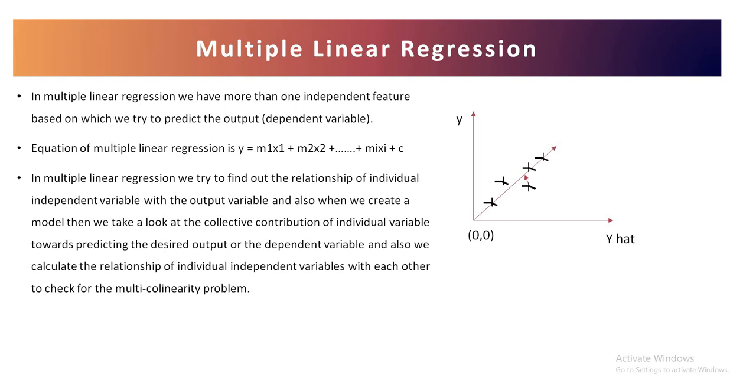And also on top of that, we have to take a look at the individual relationship between the independent variables. Like let's say we have three independent variables over here, and we need to look at how one independent variable is impacting another independent variable. For example, we need to see how the education of a person and the number of years of experience of a person are related to each other.